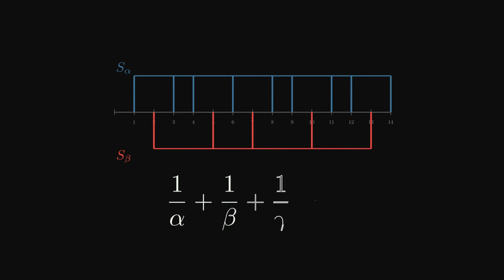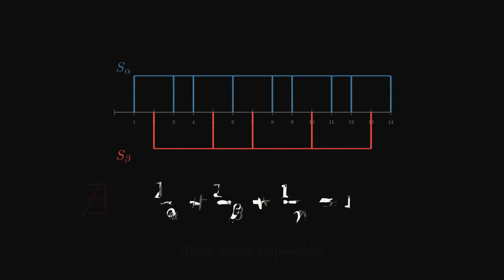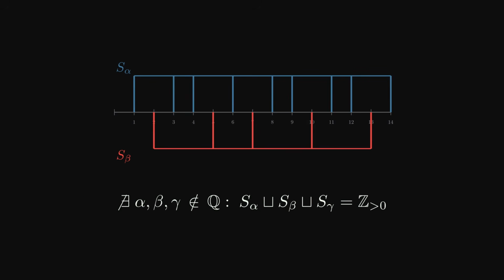3 irrationals alpha, beta, gamma, satisfying 1 over alpha plus 1 over beta plus 1 over gamma equals 1, with 3 Beatty-style sequences partitioning the positive integers? The answer is no. For 3 or more irrationals, Beatty's theorem fails. There is no irrational triple such that the 3 Beatty sequences partition the positive integers.